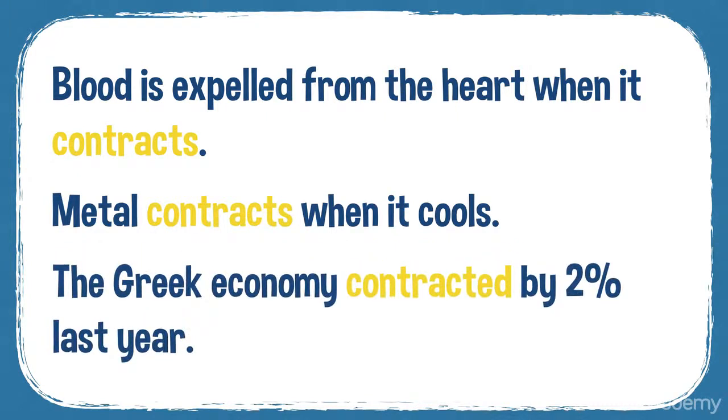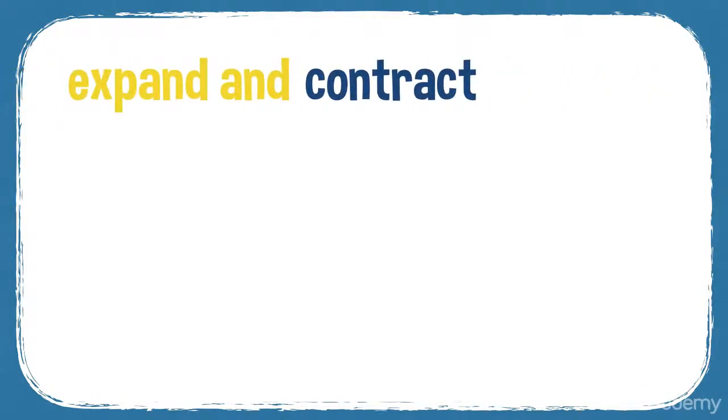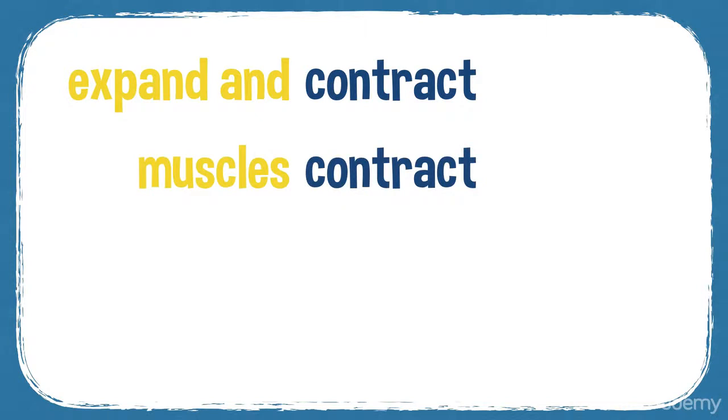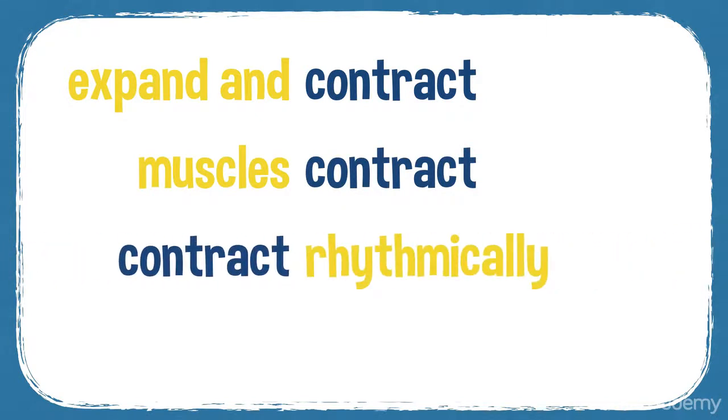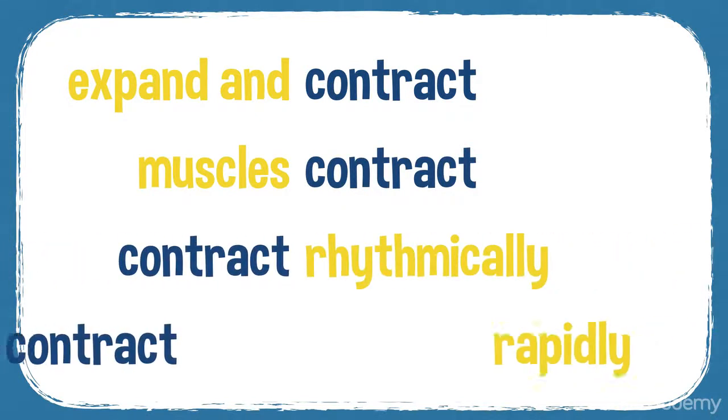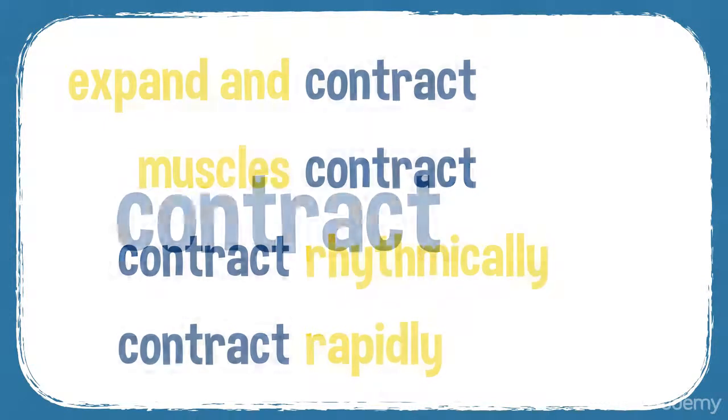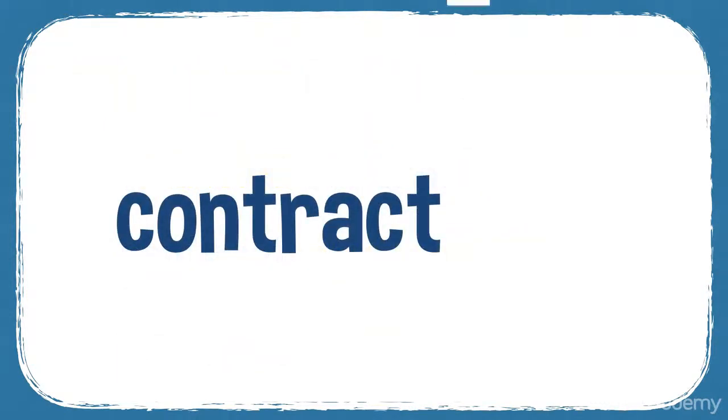And here's a more general use of the word. The Greek economy contracted by 2% last year. So it basically means things get smaller. Expand and contract go together. Often muscles contract. Things can contract rhythmically or rapidly. And the different forms of the word: contracts, contracting, contracted, and contraction is the process. It's a noun.